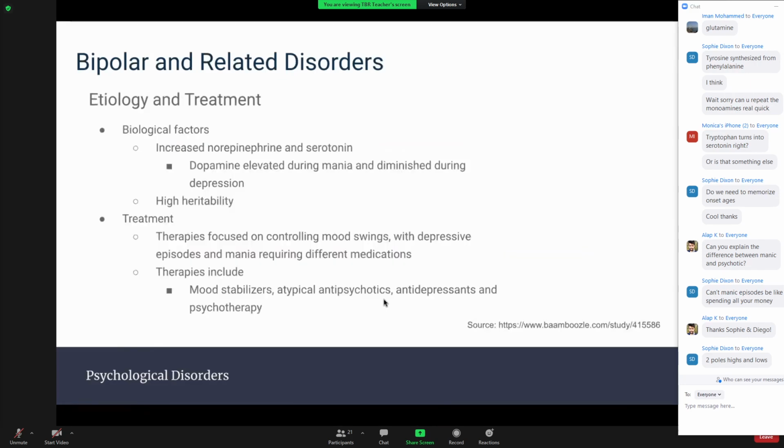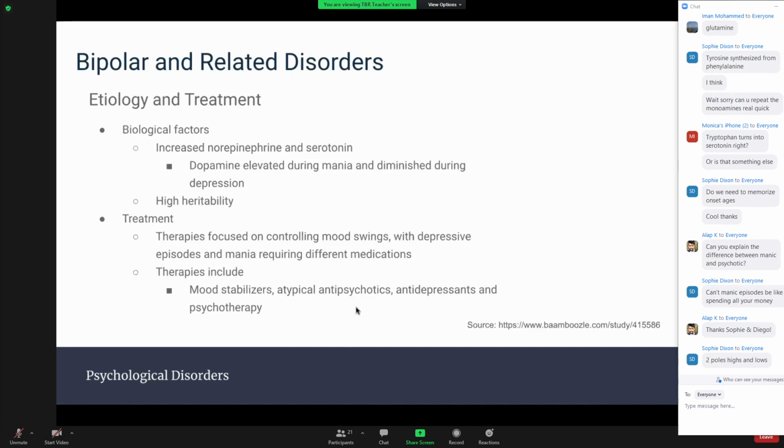The causes for bipolar disorders from a biological perspective is seen as the increase in norepi and serotonin, particularly during the mania phase of the bipolar disorder. So remember, I said depressive is low, low, low. Here you have high, high, but not for all three. Instead, it's just for norepi and serotonin. Remember that. Please remember that.